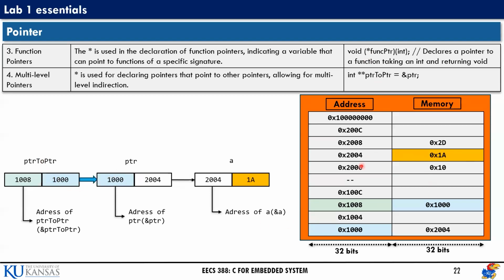As you can see here in our memory address space, 0x100 has the memory location of variable A, and in the address 0x1008, we have the address 0x100, that is pointing to a pointer. In the same way, we also use the ampersand sign to retrieve the address of that variable.